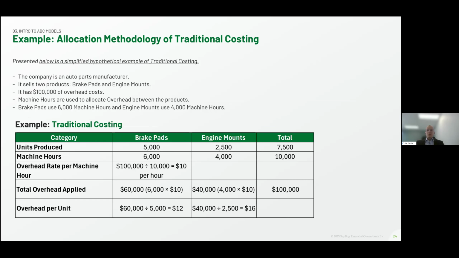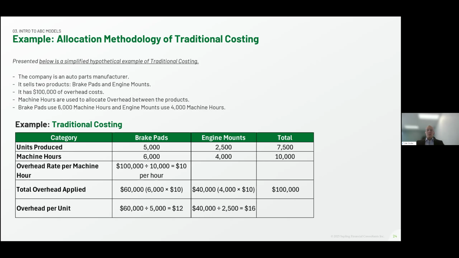To better explain traditional costing, we presented a hypothetical example of an auto parts manufacturer. This manufacturer produces two products, brake pads and engine mounts. The company has $100,000 of overhead costs that it needs to allocate between these two products. So to allocate between these two products, the company uses machine hours, a typical measurement used for traditional costing. An overhead rate per machine hour is then derived by dividing the total overhead costs by the total number of machine hours. In this case, that would be $100,000 divided by 10,000 machine hours to get $10 per machine hour.